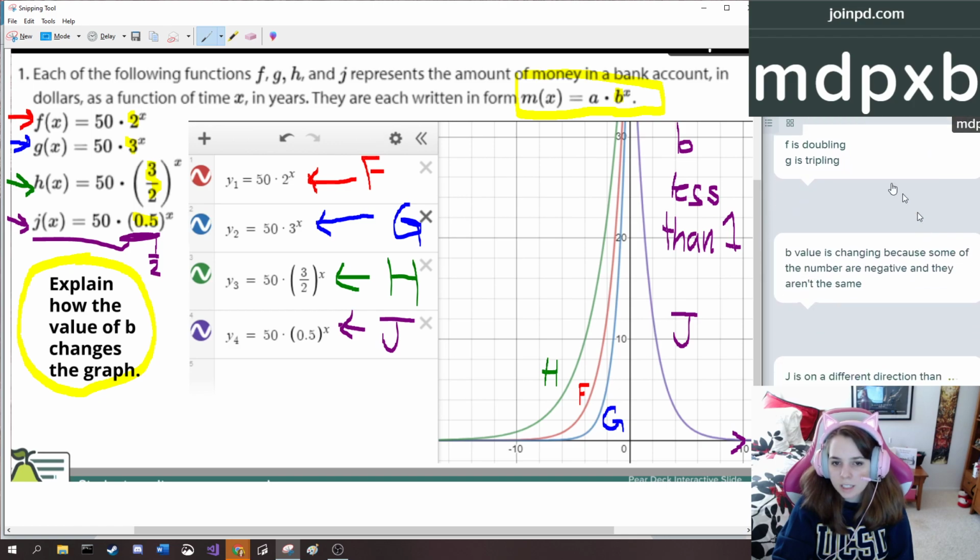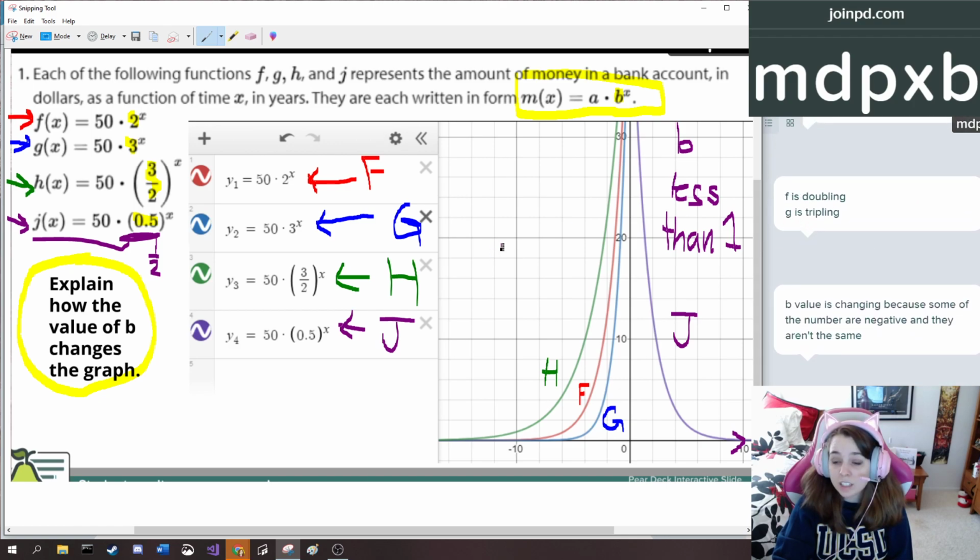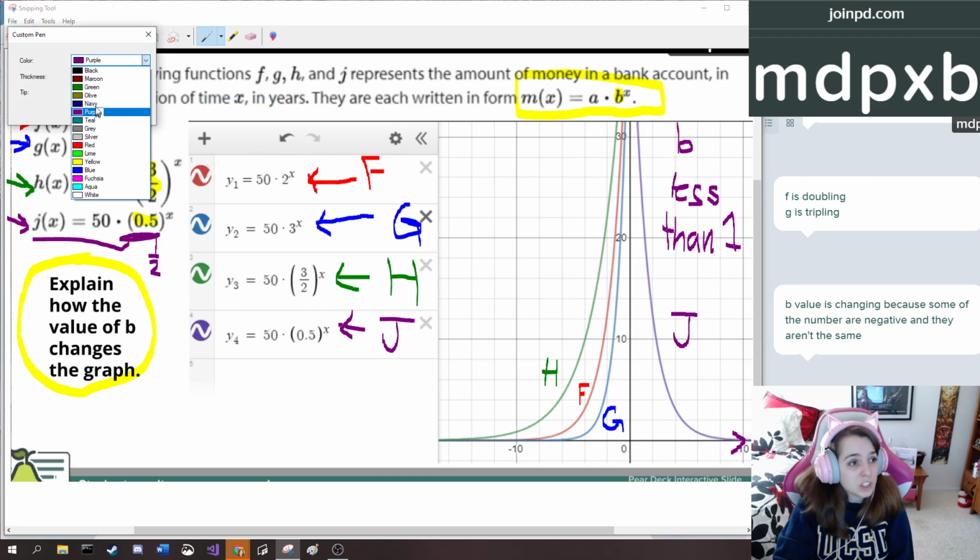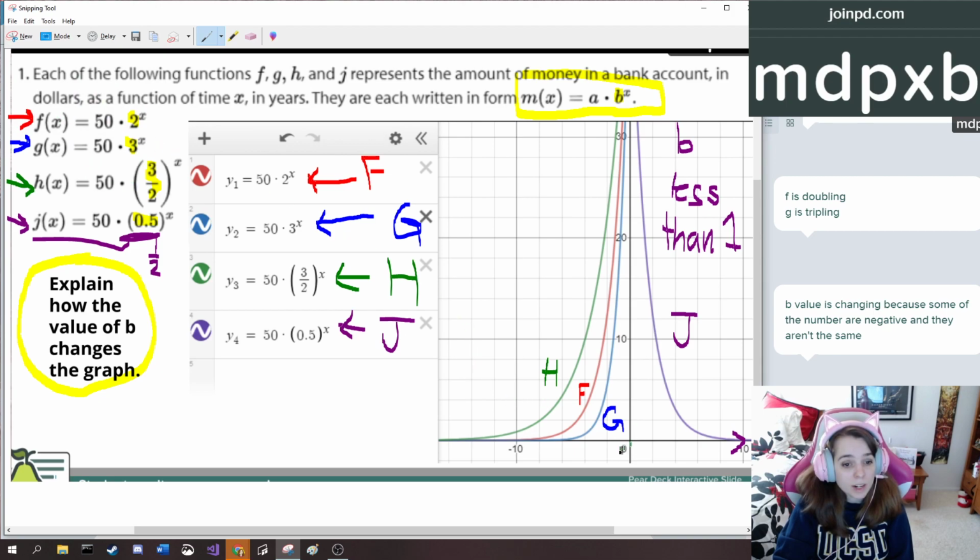Okay, so then let's take a look at this. F is doubling and G is tripling. Good, so if we look at F, it seems to be doubling because of this 2 here, and then G seems to be tripling, right? So if F is doubling and G is tripling, what are we noticing about these graphs here? Like, what's going on?